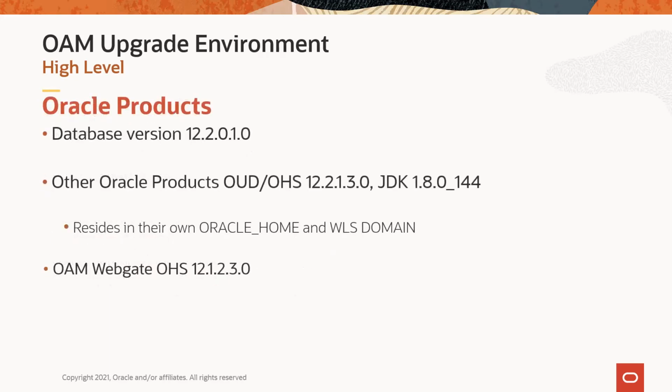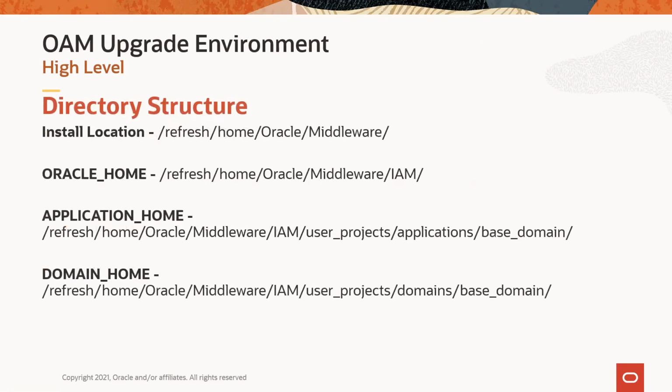The installed Oracle products are Oracle Database version 12.2.0.1.0. The other Oracle product homes, for OUD and OHS, are 12.2.1.3.0, and they use JDK 1.8.0_144. They reside in their own Oracle homes and their own WebLogic domains. And the WebGate is OHS 12.2.3.0. For the directory structure, the install location is the Oracle home, the application home, and the domain home, as shown on this slide.